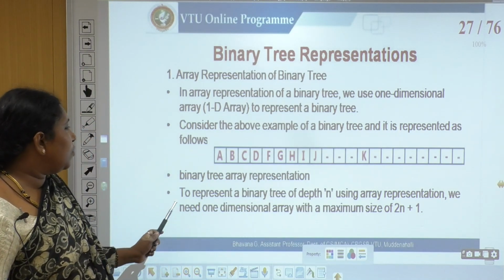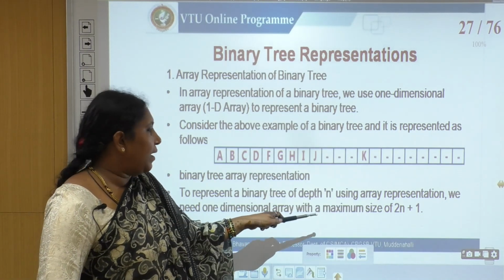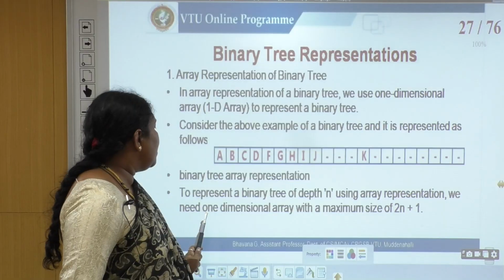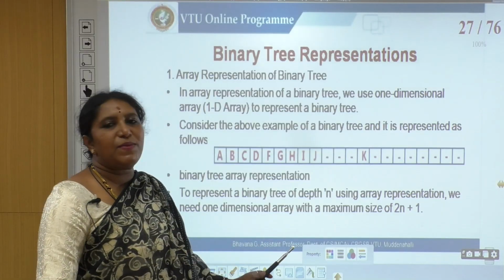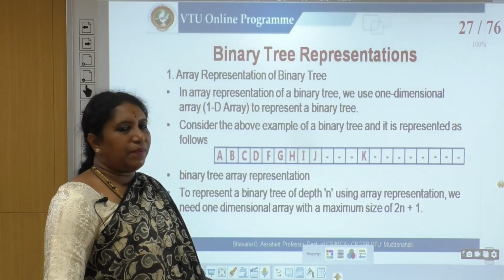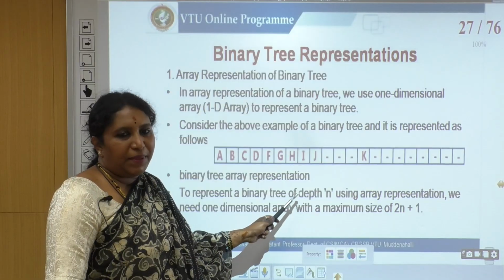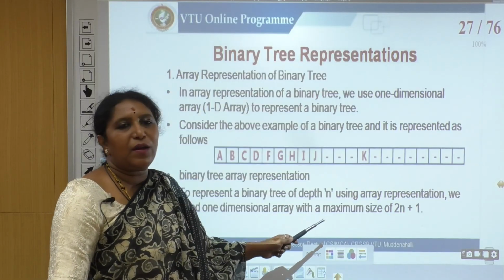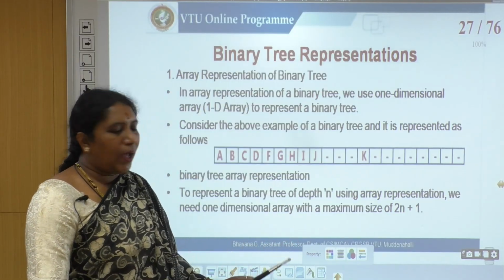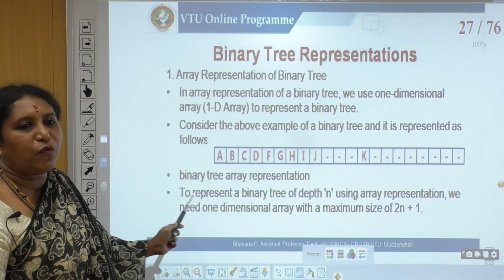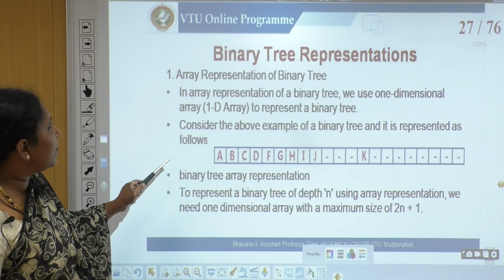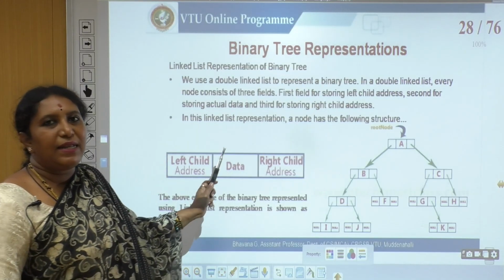Now to represent a binary tree of depth n using array representation, we need a one-dimensional array with the maximum size of 2^n plus 1. So if the tree is of depth n, the maximum size of the array required is 2^n plus 1. This is the array representation of a binary tree. Moving on to the next representation, we have the linked list representation.